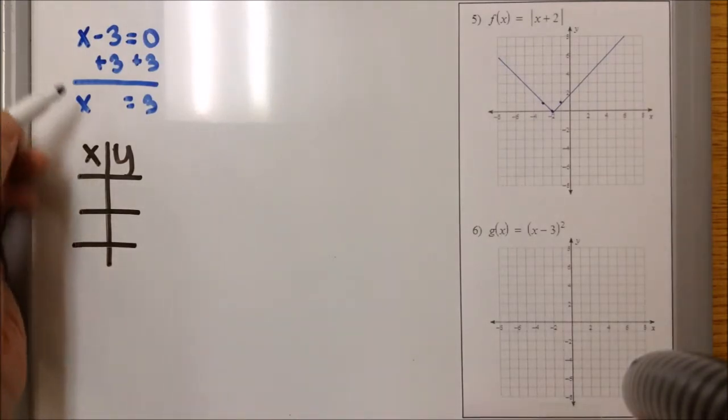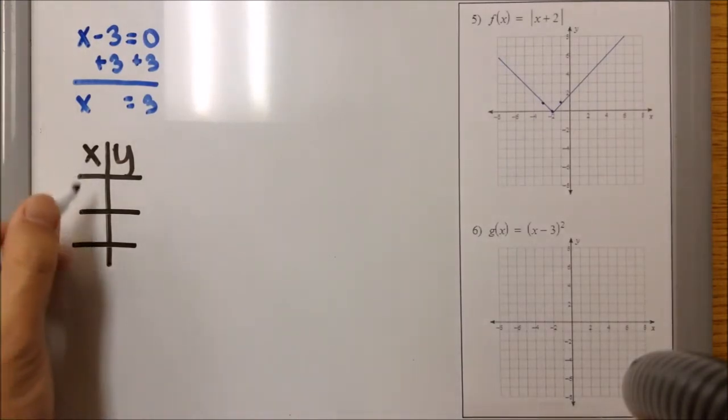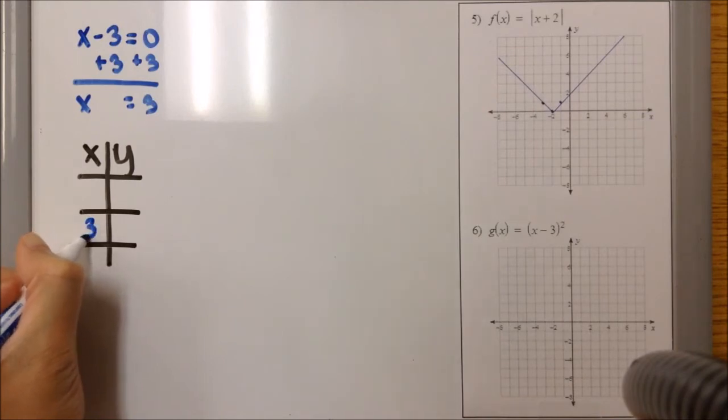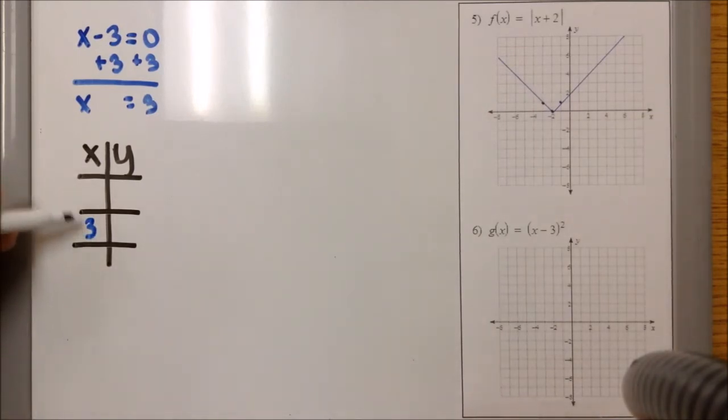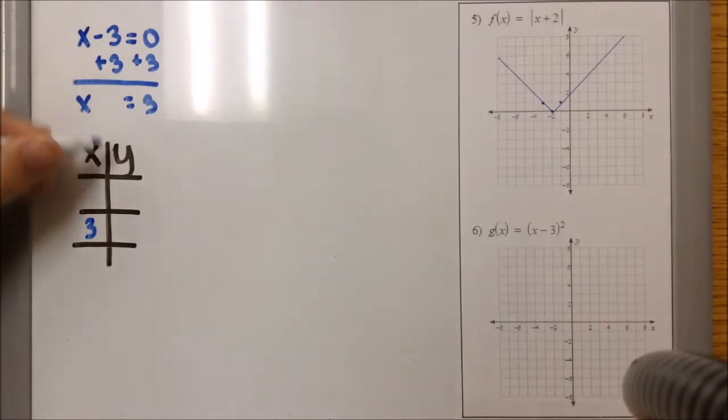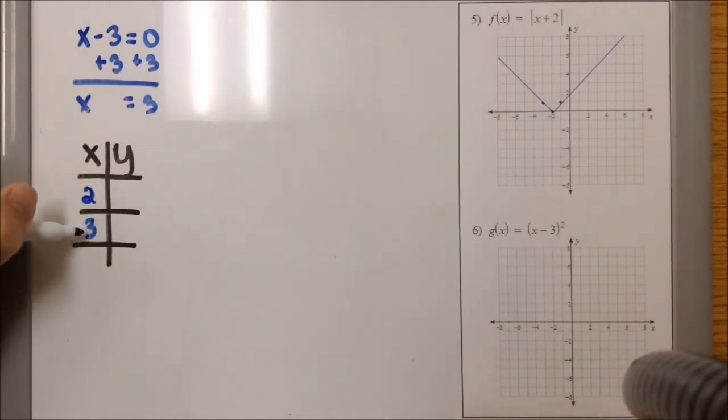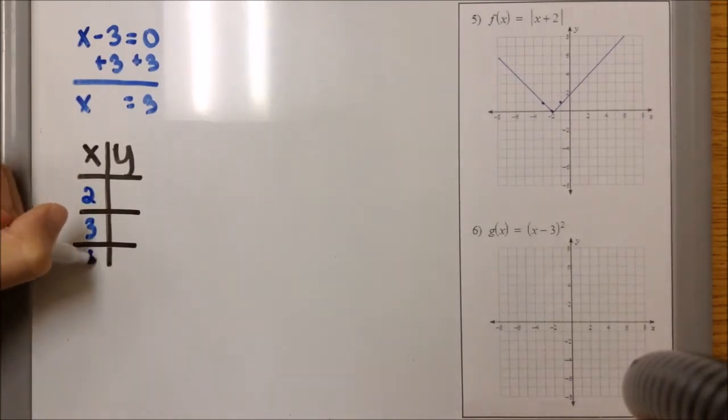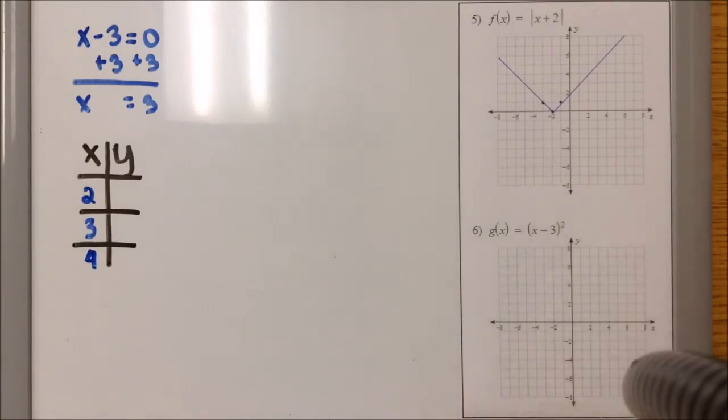Since our x coordinate of the vertex is 3, I'm going to put it in the middle. Now, again, we just need the number next to 3. So, the number that is 1 less than 3 is 2. One number more than 3 is 4. Just like before, we're going to plug in all of these x coordinates and get a y value.